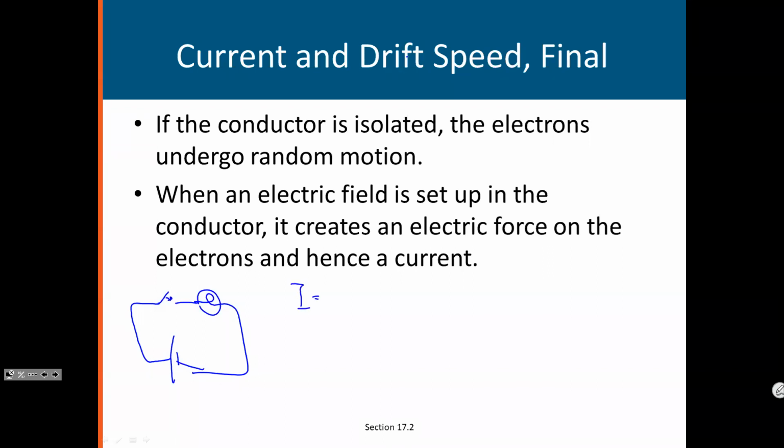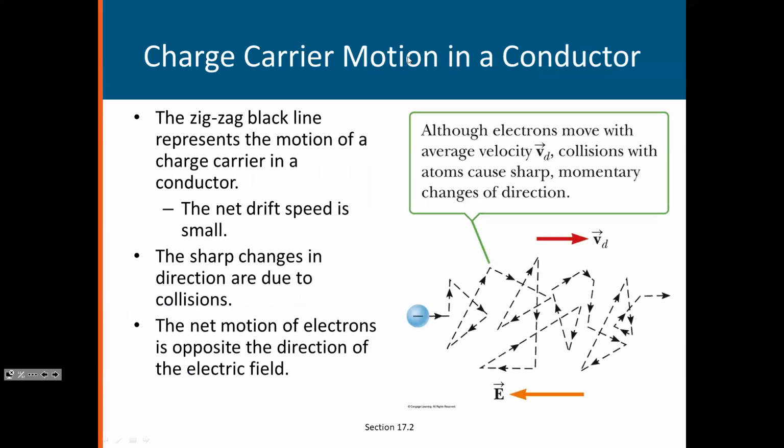And the current is related to this drift speed. And I'm saying this drift speed is very small. I'll explain why it is small. But it doesn't kind of make sense. How come, if the drift speed is so small, we get the bulb lighting up the moment we close the switch, almost instantly? I'll come back to this question again, but just have it in mind. Okay, we will discuss this again.